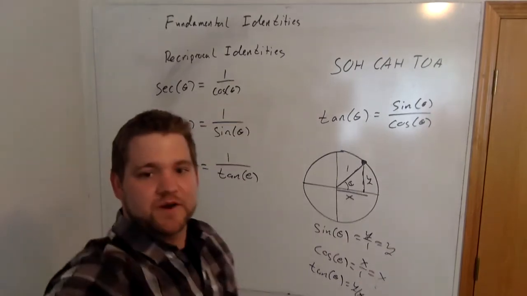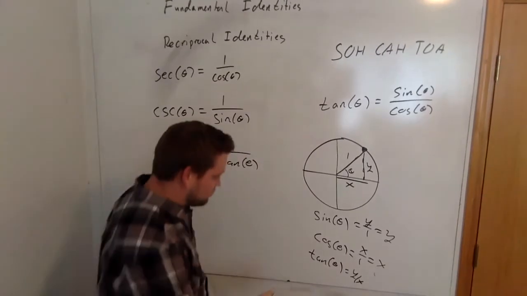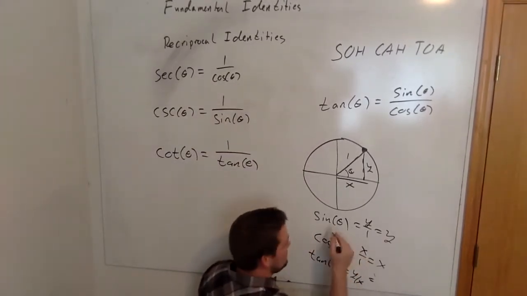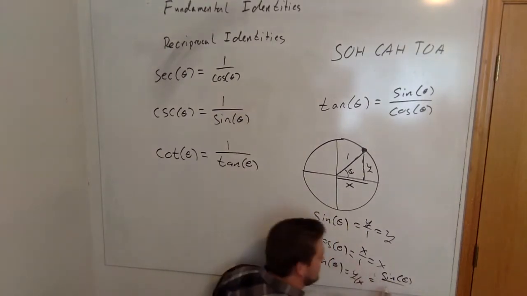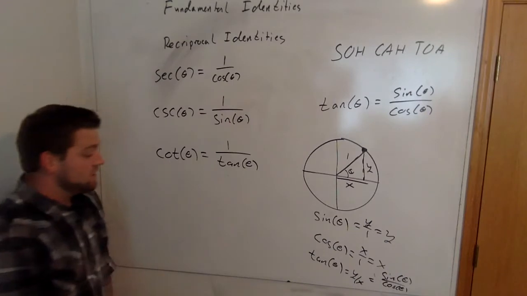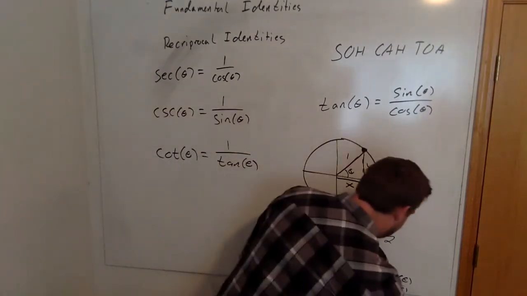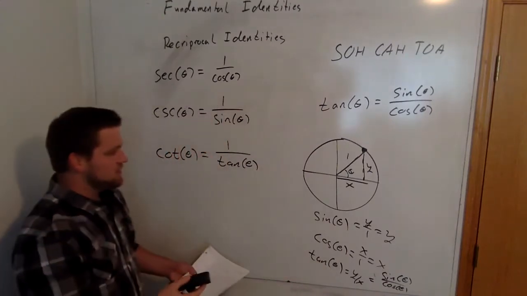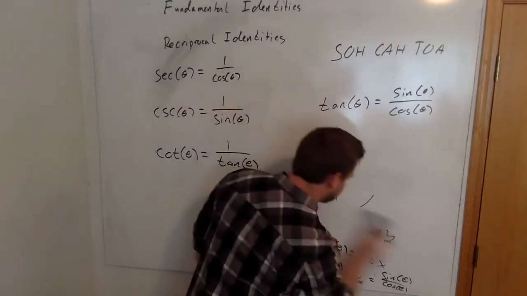So tan of theta is the same thing as y over x. Well, y is the same as sine, and x is the same as cosine. So we have this famous identity that tangent is the same as sine over cosine. Maybe a different argument for the same thing that doesn't have to do with the unit circle, if you'd like. I'm going to go ahead and erase this.